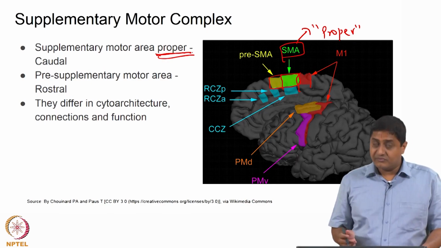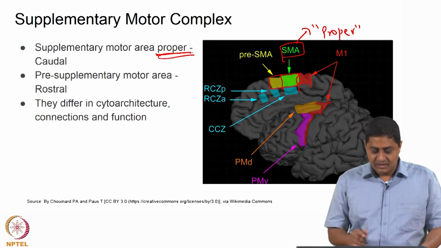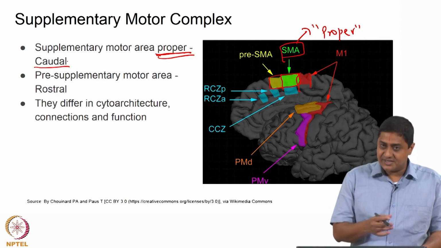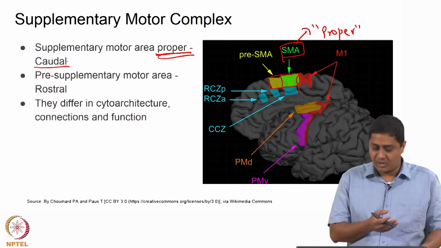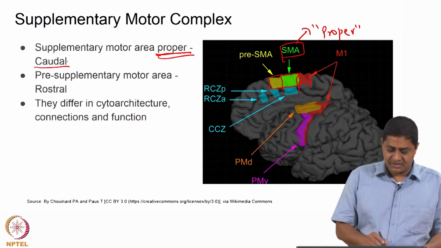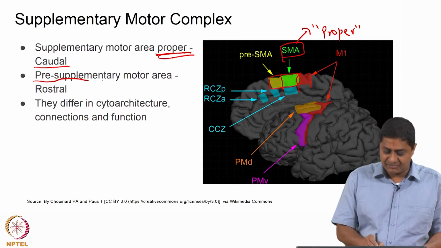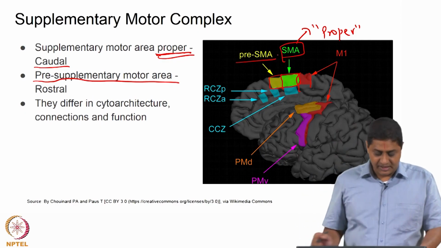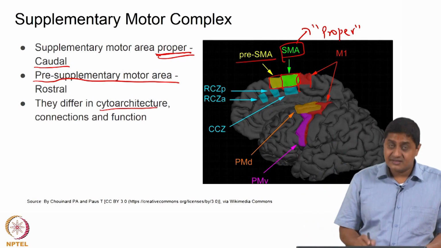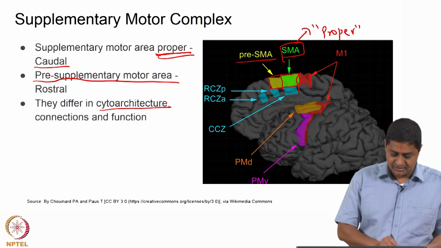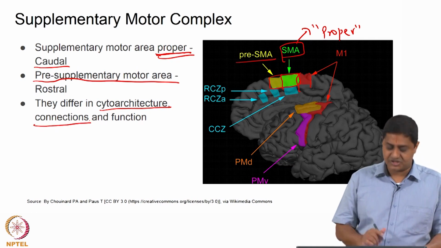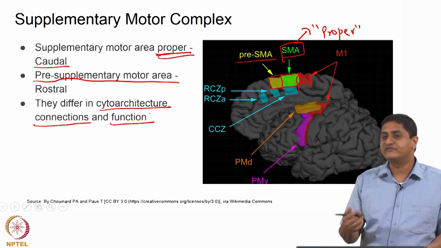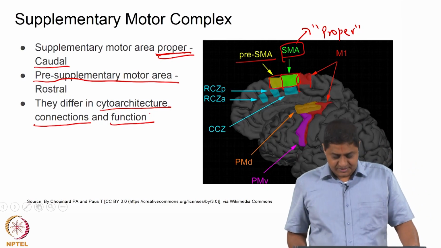Right. So, within the supplementary motor area, the more caudal of these two areas is the supplementary motor area proper, and the more rostral one is called the pre-supplementary motor area or the pre-SMA, right. Importantly, they differ in cytoarchitecture, they differ in connections. So, obviously, they also differ in functions, right.